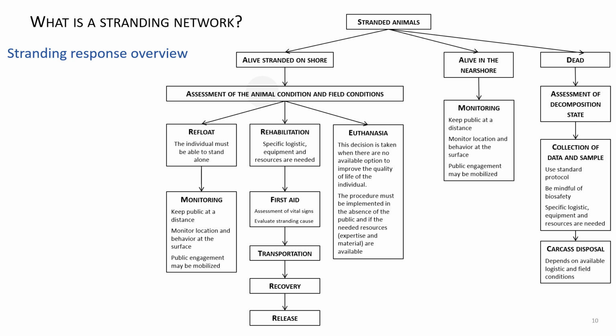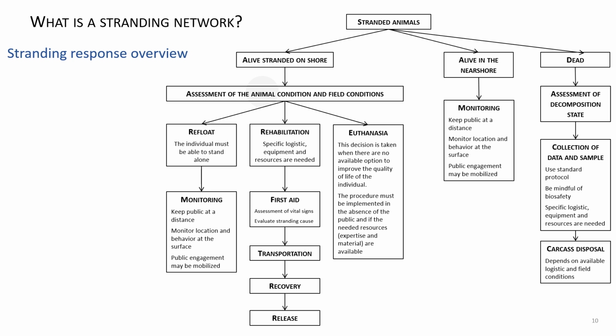If we decide for refloat, the individual must be able to stand alone. We need to do monitoring, keep the public at a distance, monitor location and behavior at the surface, and public engagement may be mobilized. If we decide for rehabilitation, specific logistic equipment and resources are needed. We can do first aid, assessment of vital signs, evaluate the stranding causes, we need transportation, a time to recovery, and then release. If we decide for euthanasia, this decision is taken when there are no available options to improve the quality of life of the individual. The procedure must be implemented in the absence of the public and, if needed, resources, expertise, and material are available.